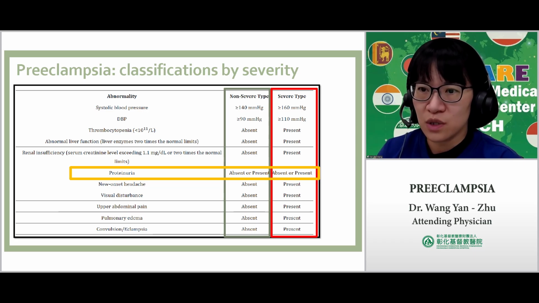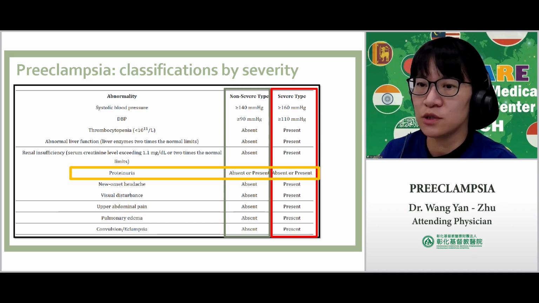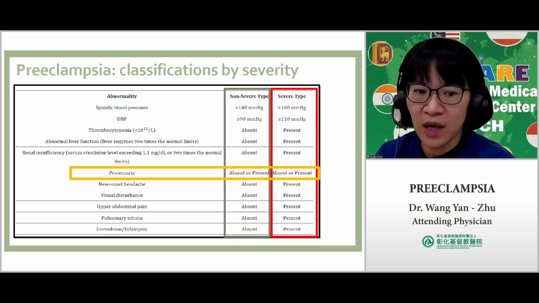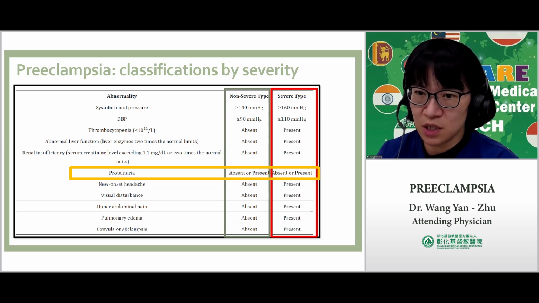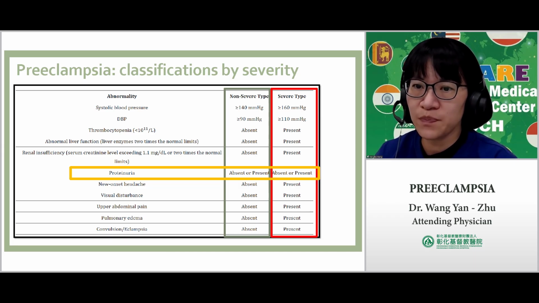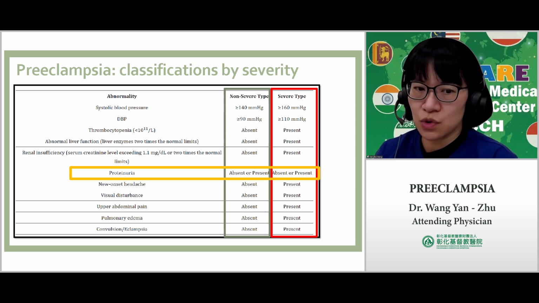Okay, so we only have to meet one of these criteria. If you have a systolic blood pressure over 160, it's already the severe type. If you have pulmonary edema, like a patient comes to your clinic with blood pressure of 140, 90, but she already has dyspnea or a visual disturbance, then she is already classified as severe type.